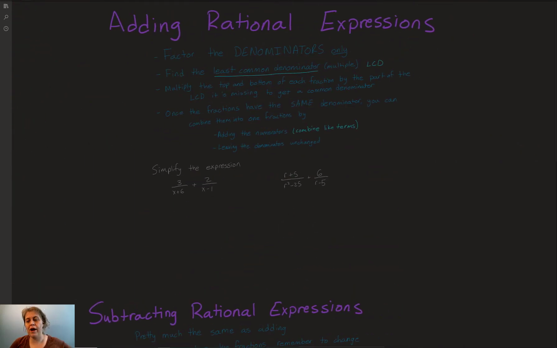All right, adding rational expressions. So for these guys, we're just going to factor the denominators. When we're multiplying and dividing, we factor both the numerator and the denominator because we can immediately do something with the numerator and the denominator. When we're adding, we're not going to do that. After we factor the denominators, we're going to find the least common denominator, also known as the least common multiple of the denominators. And then we're going to multiply the top and the bottom of each fraction by the part of the least common denominator that it is missing so that we have a common denominator.